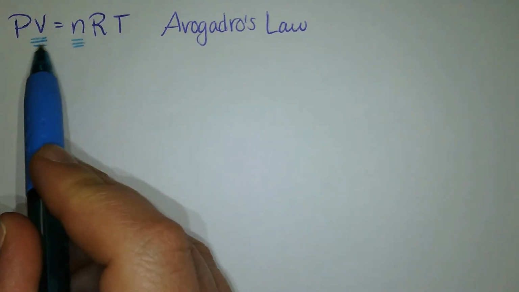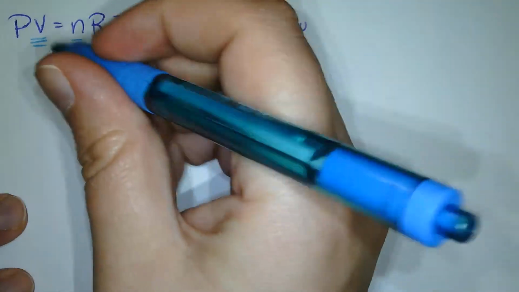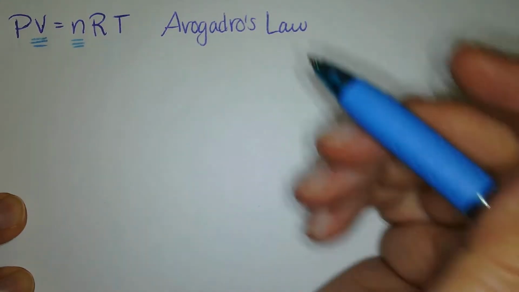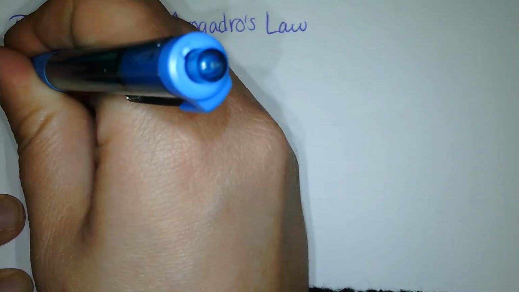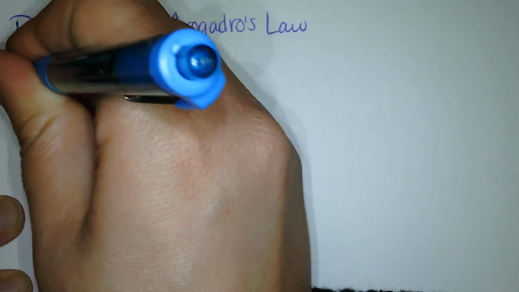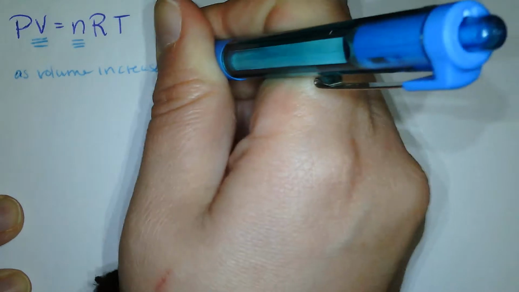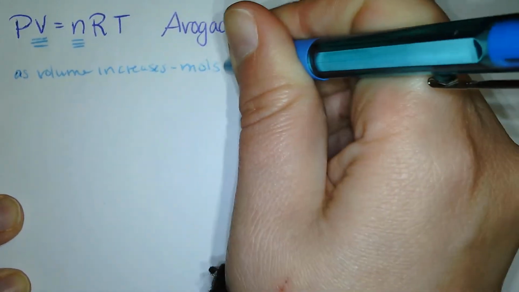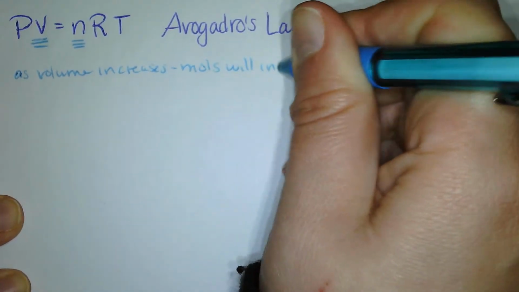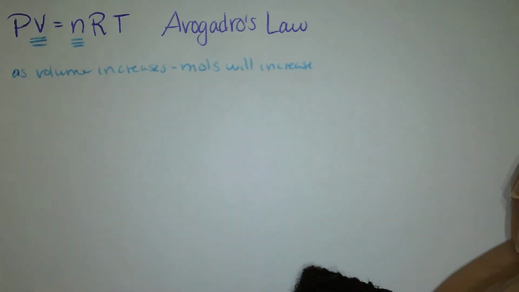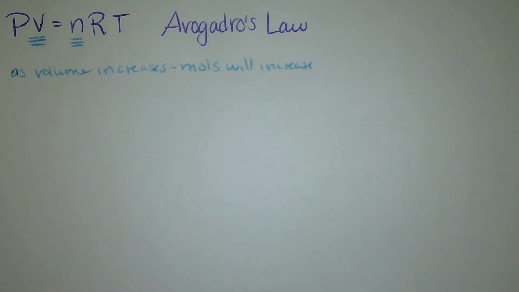And because they're on opposite sides of the equation, we know that they're either both going to increase or both going to decrease. So as volume increases, moles will increase. Or as volume decreases, moles will decrease. Same thing. Let's see. So I'm going to draw you a little picture.